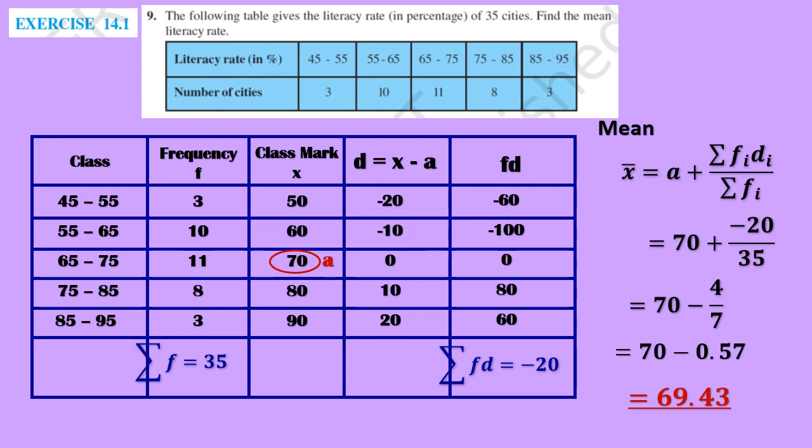So I hope now you understood how to find the mean by the direct method as well as the assumed mean method, and how to find the missing frequency, and if the class is not continuous, how to make the class continuous, all these things. So practice these questions.